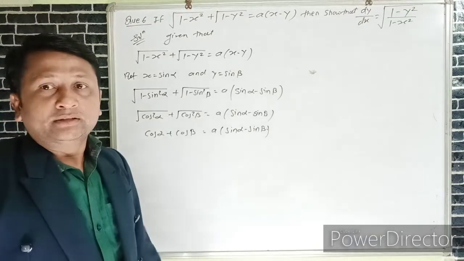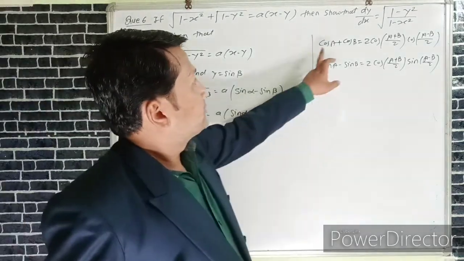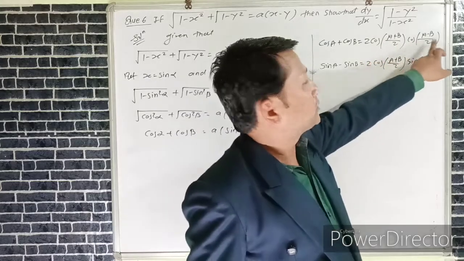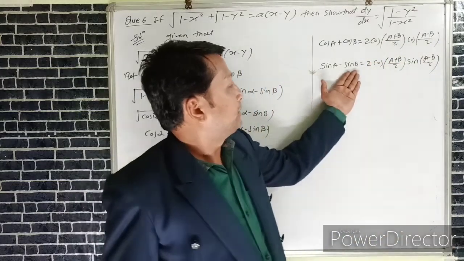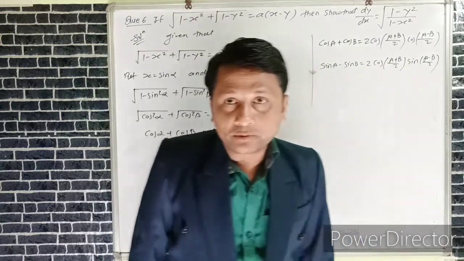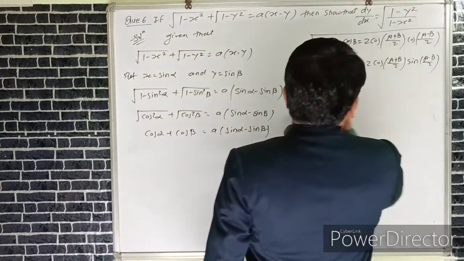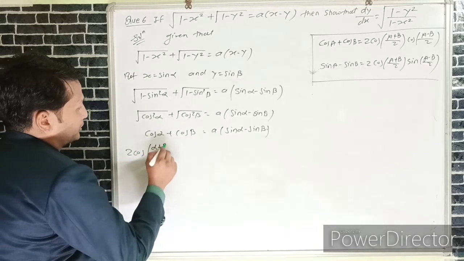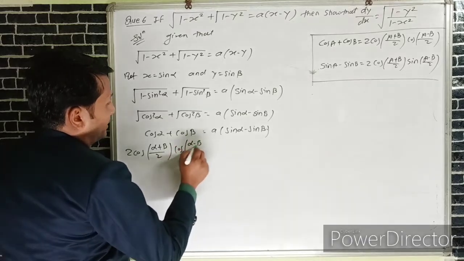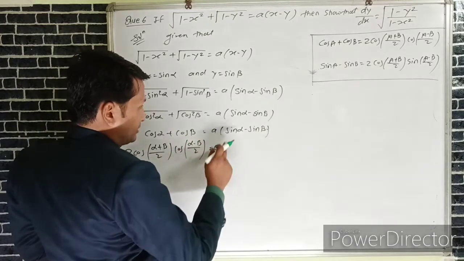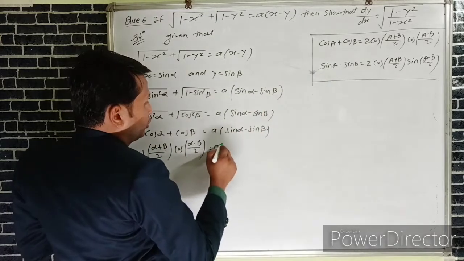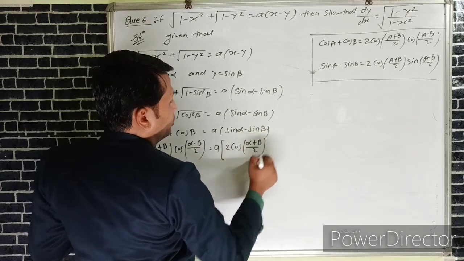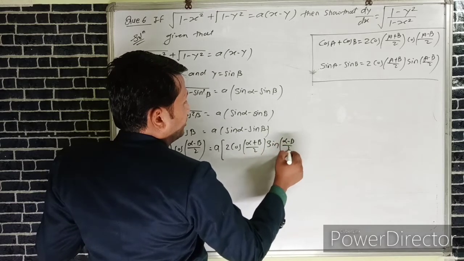We know some rules of trigonometric functions: cos a + cos b = 2 cos((a + b)/2) cos((a − b)/2), and sin a − sin b = 2 cos((a + b)/2) sin((a − b)/2). By applying this rule, cos α + cos β = 2 cos((α + β)/2) cos((α − β)/2). Here a is as it is. Sin α − sin β we can write as 2 cos((α + β)/2) sin((α − β)/2).